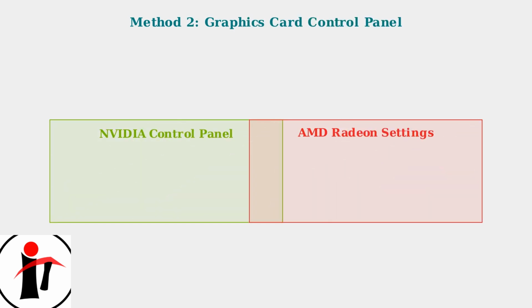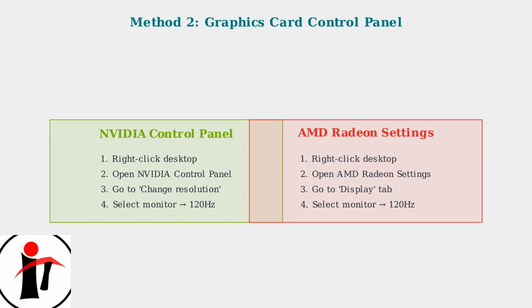Method 2 involves using your graphics card control panel. The process differs slightly between NVIDIA and AMD graphics cards. For NVIDIA users, right-click Desktop, open NVIDIA Control Panel, go to Change Resolution under Display, select your monitor, and choose 120 Hz. For AMD users, right-click Desktop, open AMD Radeon Settings, go to Display tab, select your monitor, and adjust refresh rate to 120 Hz.